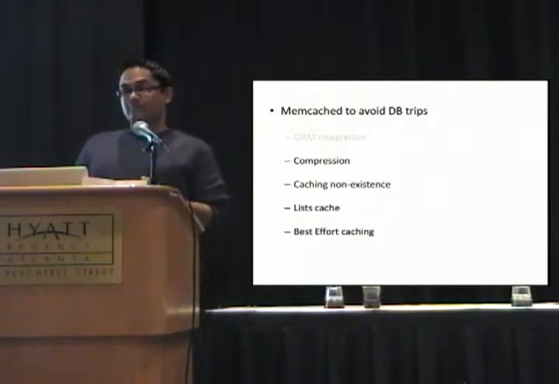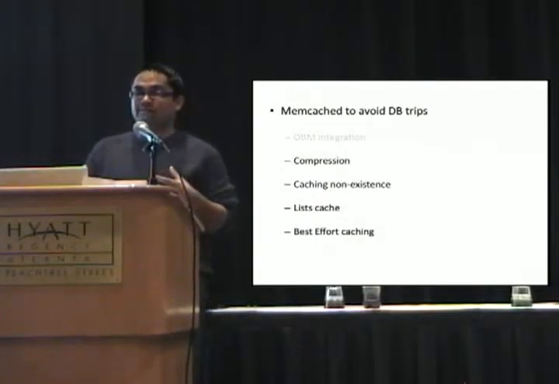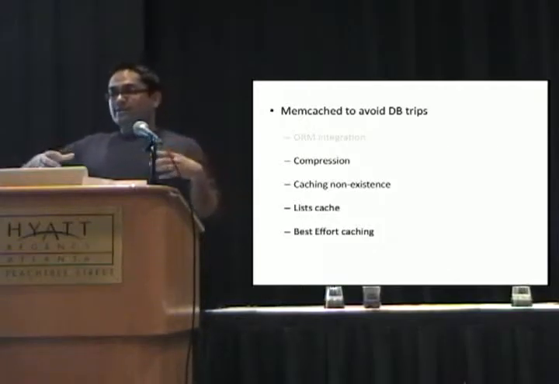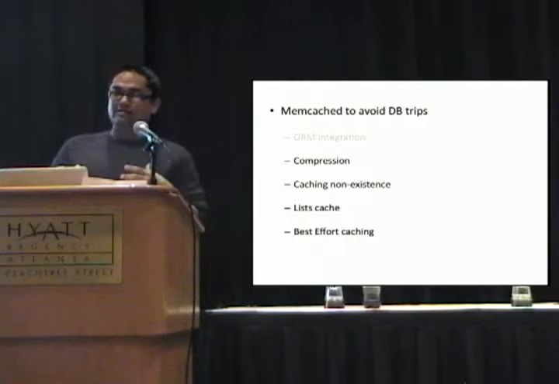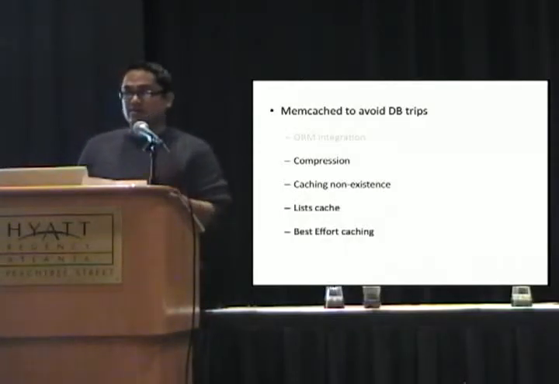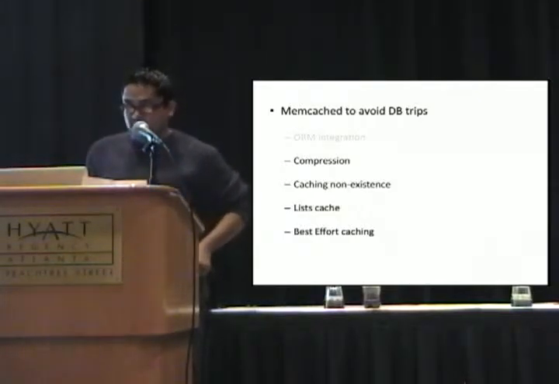We also have a notion of lists cache, which means that a lot of the time, you must have noticed that when you need an object, you don't need the single object, but you need the list of all the objects all together. That's like to display a list of things. So we have a notion of list cache. Instead of just caching one object, we cache the whole list together.